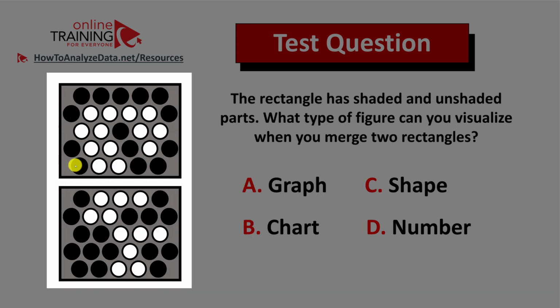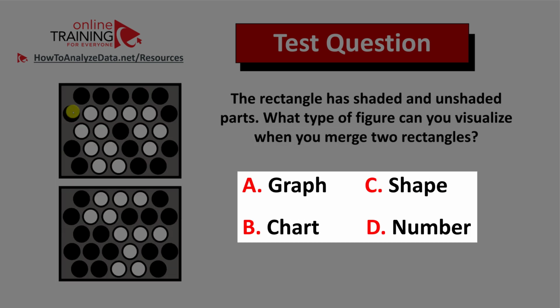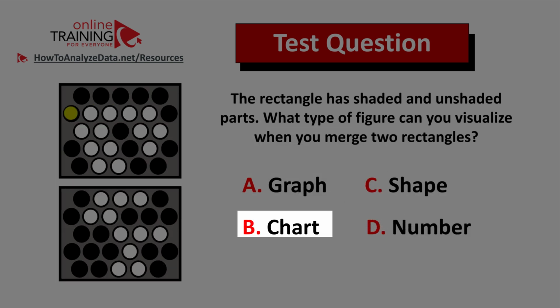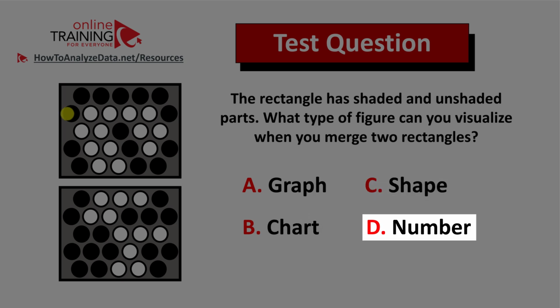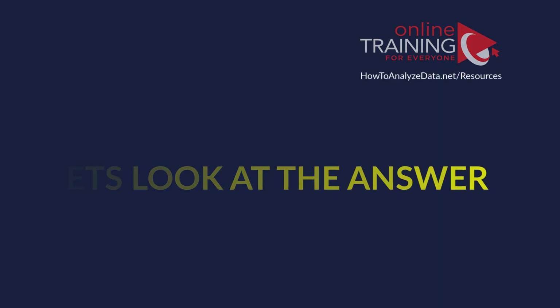You have two rectangles on the left. They have shaded and unshaded parts, represented by white circles and black circles. And you have four possible choices. Choice A, graph. Choice B, chart. Choice C, shape. And choice D, number. Do you think you know the answer? Let's continue. Please give yourself 10 to 15 seconds to see if you can come up with the solution on your own. Did you figure out the answer?